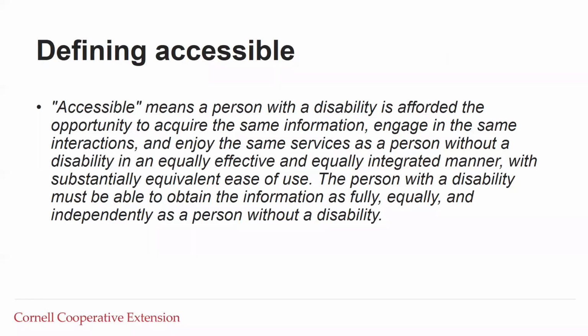I thought it'd be nice to start out by defining what we mean by accessible. Accessible means a person with a disability is afforded the opportunity to acquire the same information, engage in the same interactions, and enjoy the same services as a person without a disability in an equally effective and equally integrated manner with substantially equivalent ease of use. The person with a disability must be able to obtain the information as fully, equally, and independently as the person without a disability.